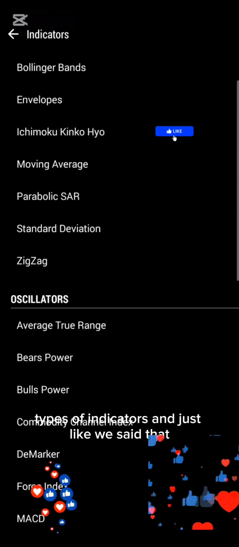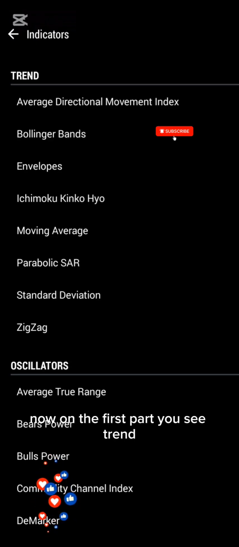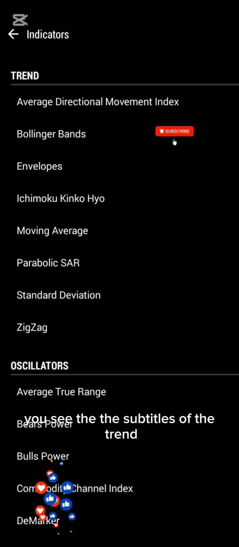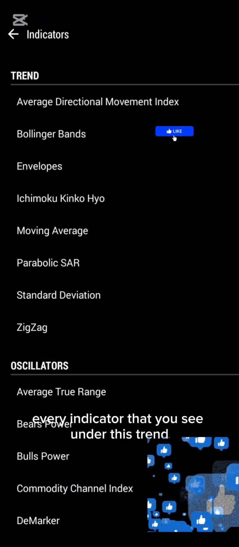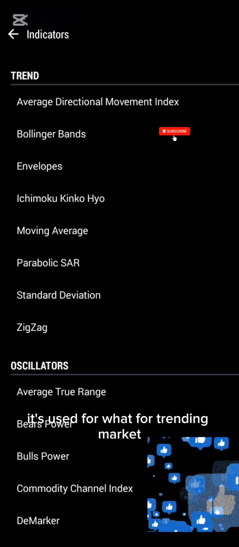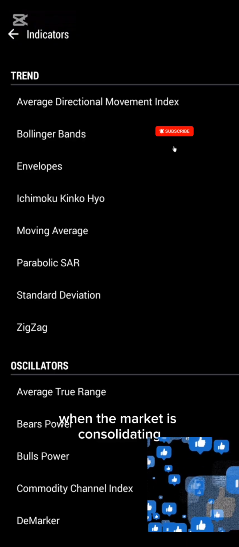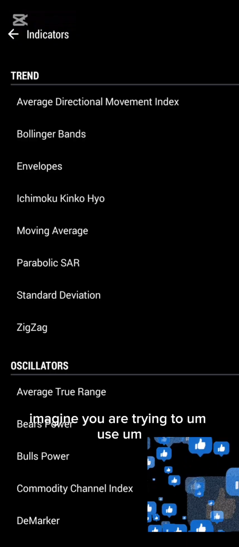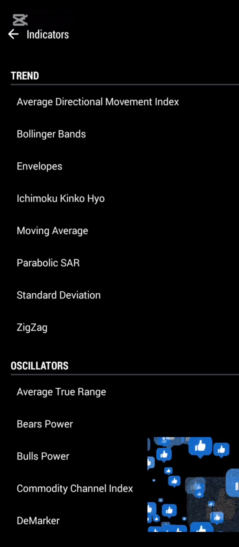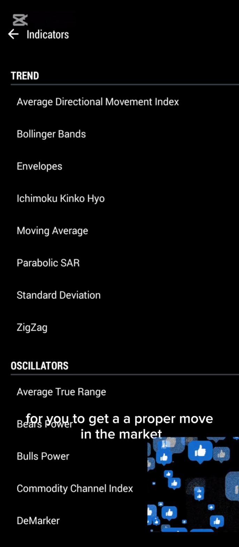As you can see on my screen, we have types of indicators, and just like we said, indicators are divided into various parts. On the first part you see the subtitle there, trend. That tells you that every indicator under this trend is used for a trending market. You can't be applying a trending indicator when the market is consolidating. It's going to give you wrong signals. Imagine you are trying to use a moving average when the market is consolidating. It's impossible for you to get a proper move in the market.